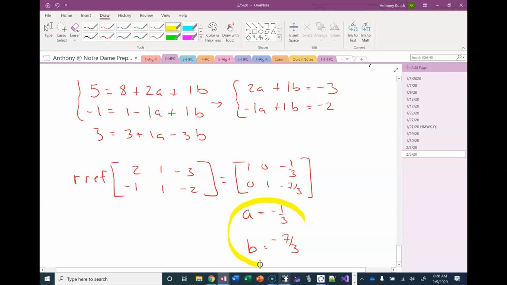So this value for A and B satisfies these two equations, right? That's what we just proved. Do we know that they satisfy the third equation? No. So we need to check that still.